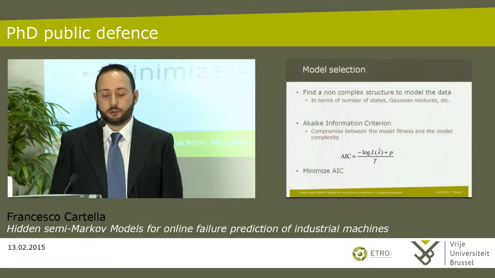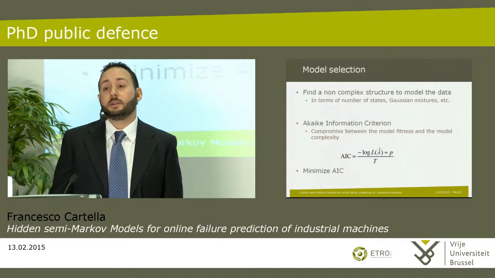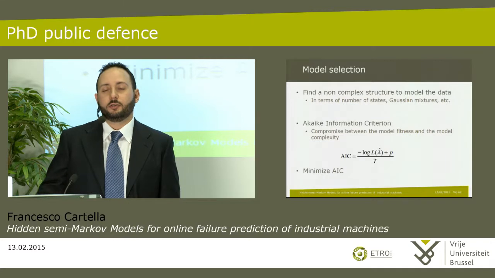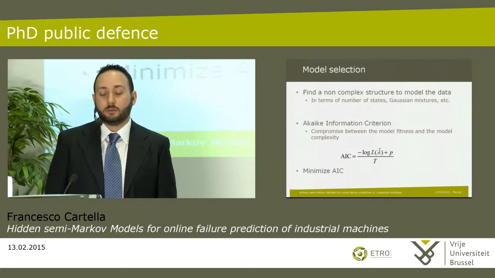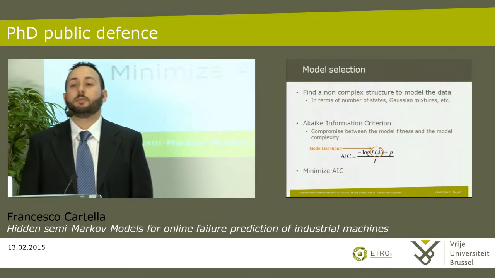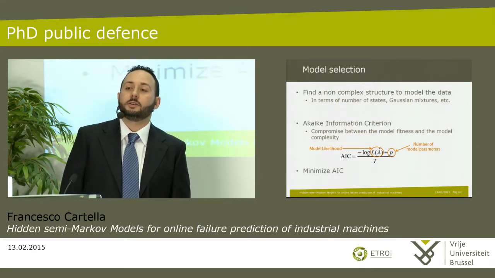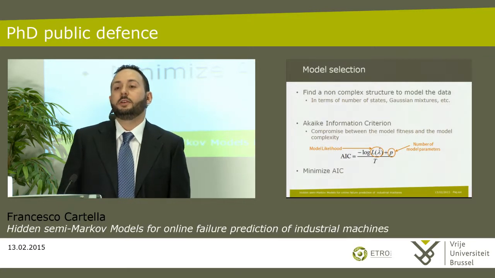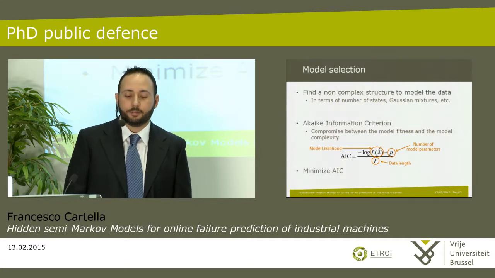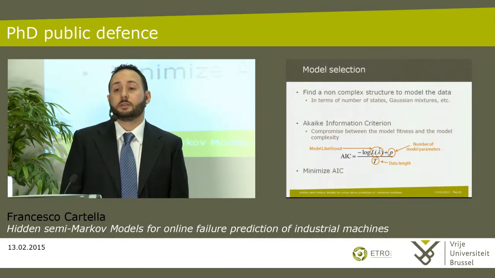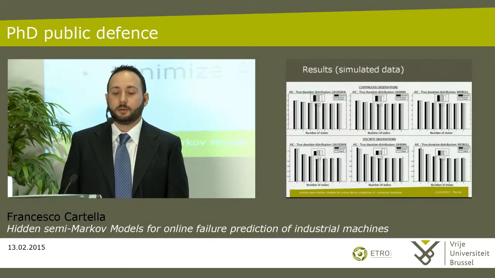The goal of the Akaike information criterion is to optimize the structure of the model by minimizing a 2-term expression, which finds a compromise between the goodness of the model fitting, represented by the model likelihood, and the model complexity, represented by the number of parameters needed to describe the model. Then this quantity is divided by the total length of the data. In order to test the effectiveness of this methodology to perform automatic model selection, we performed several experiments, both on simulated and real data.